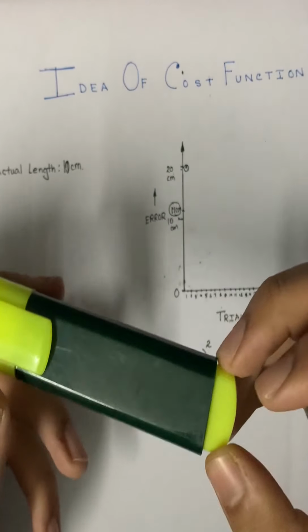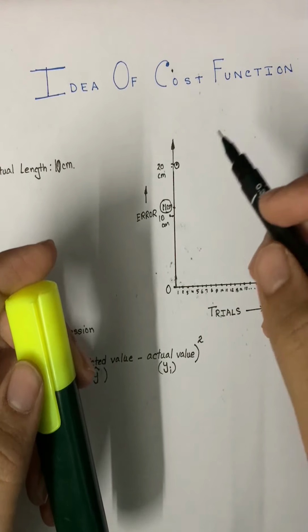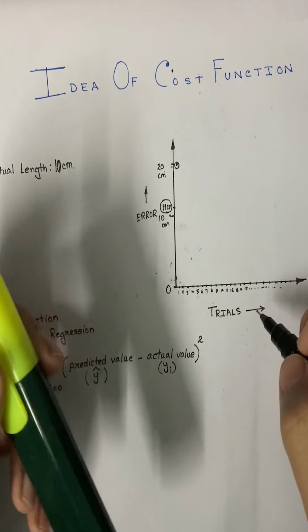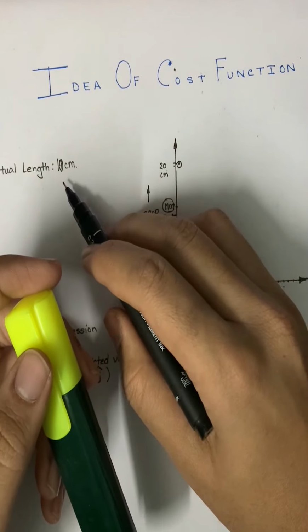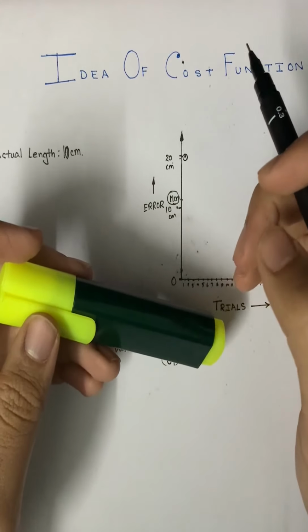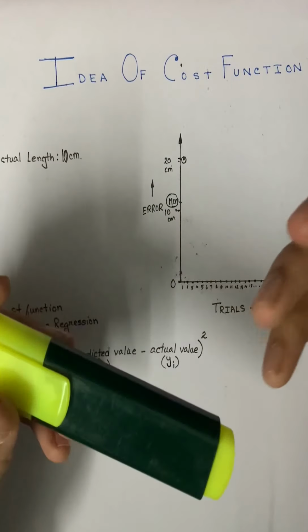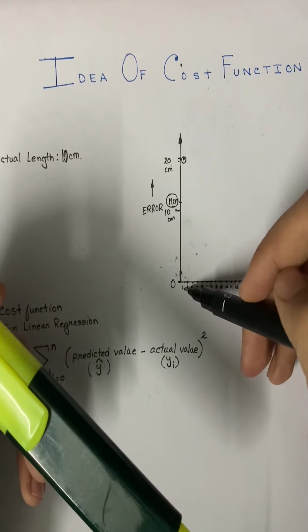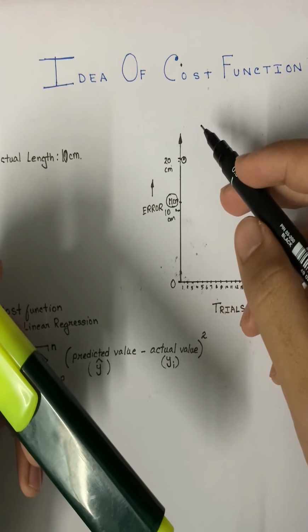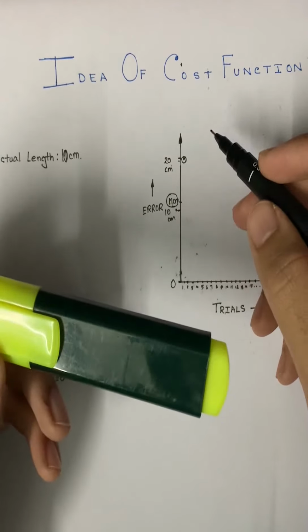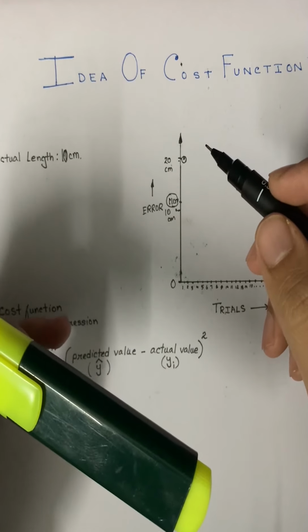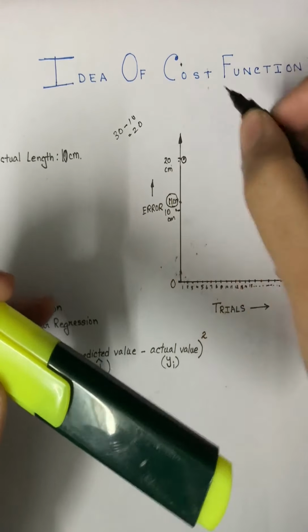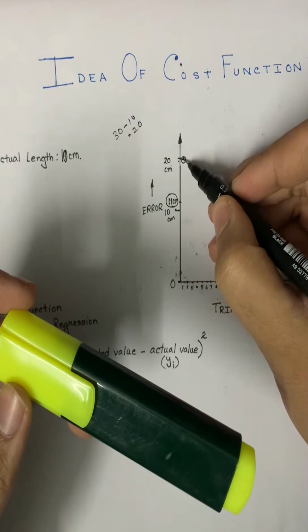So let's take a plot of this experiment. I plot the error of this experiment with the number of trials that we have taken. Since the actual length is 10 centimeter, and if given to a student who is not very good at estimating things, let's say that the first estimation in trial number 1 is 30 centimeter. So he predicts 30 centimeter. So the error is 30 minus 10, which is 20. So let's plot for trial 1, we have a 20 here.